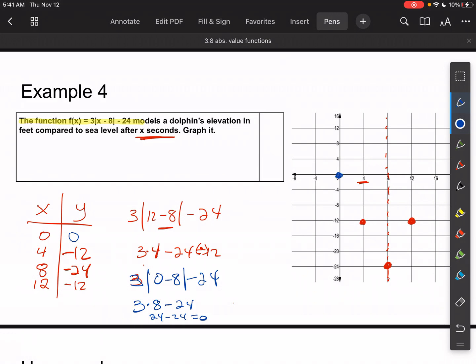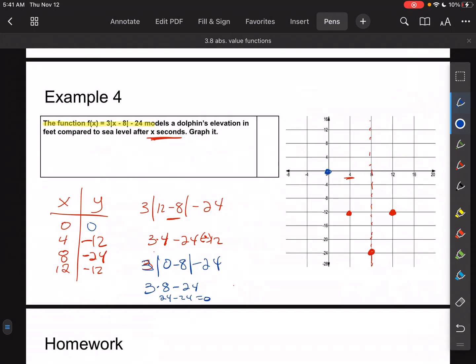And I'm not going to do the math for this, but you can see that another point here would be, since this distance here to the symmetry line is 8, I can go 8 in the other direction and have a point right there. All right, so there's my absolute value.